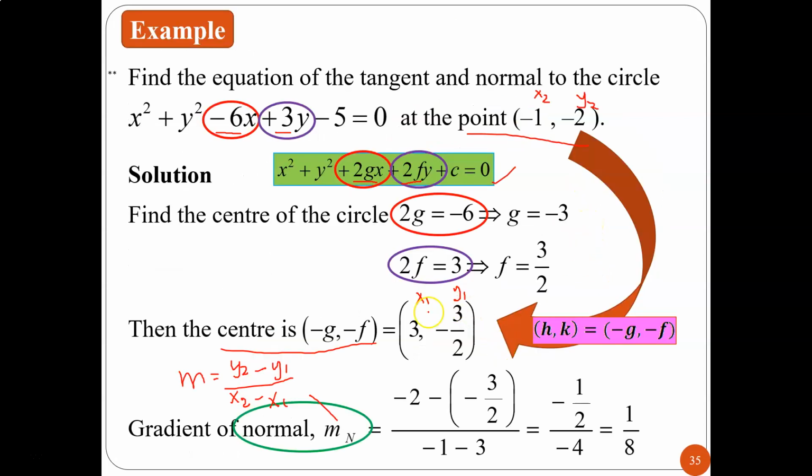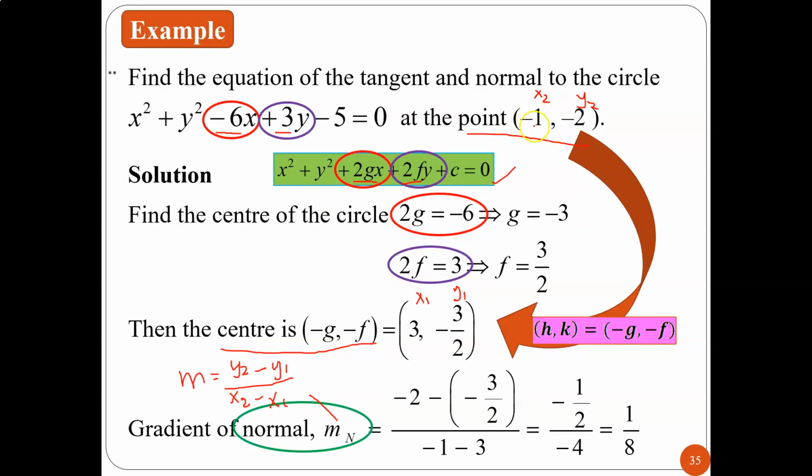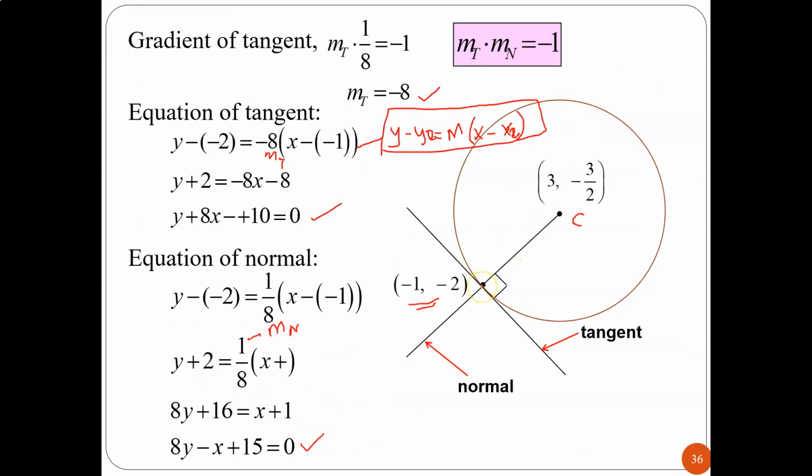Where do I obtain my center? Over here. The negative g or negative f, right? Then this one is the line of your point just now, this point. So you draw it over here.